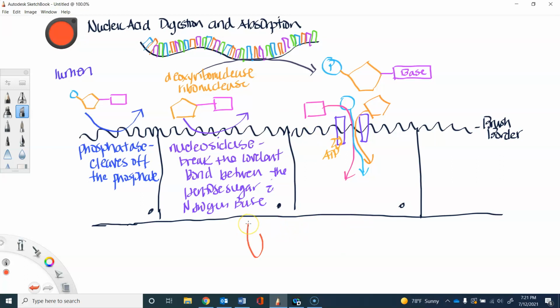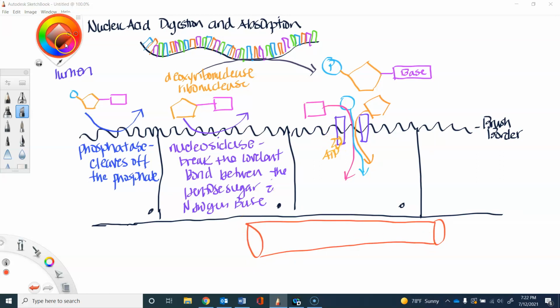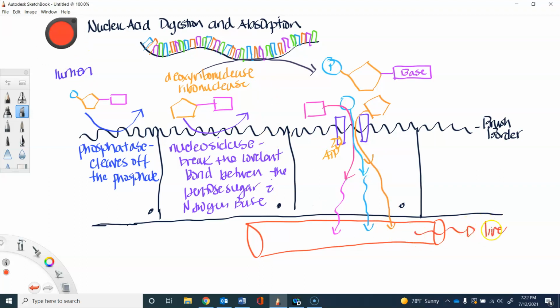we have our blood here. And once all these molecules are in the enterocyte, they passively diffuse into the blood. And from there, of course, they go to the liver.